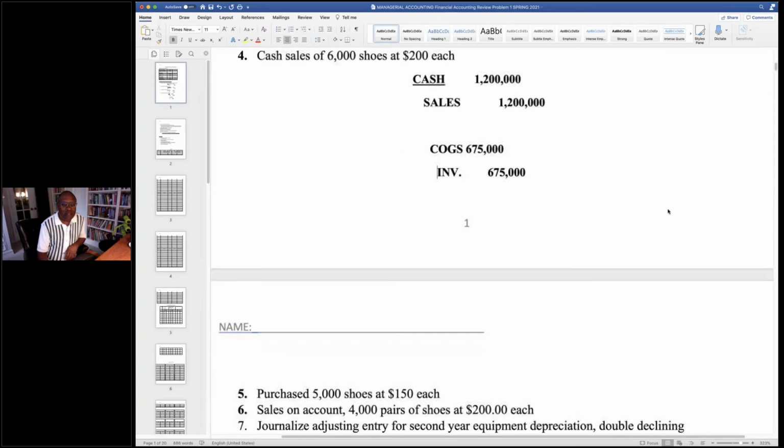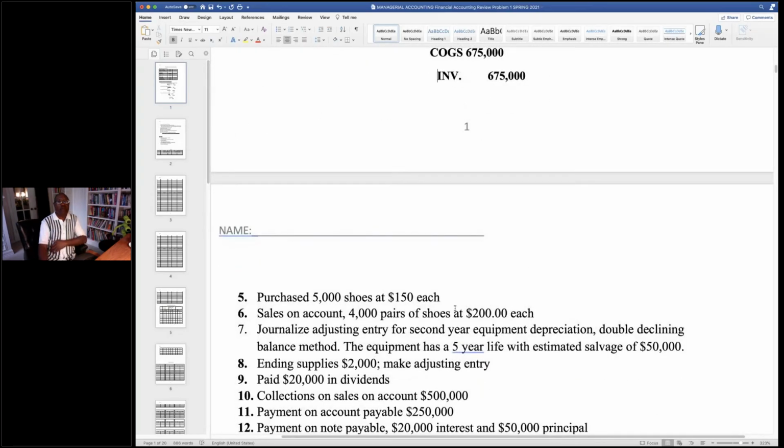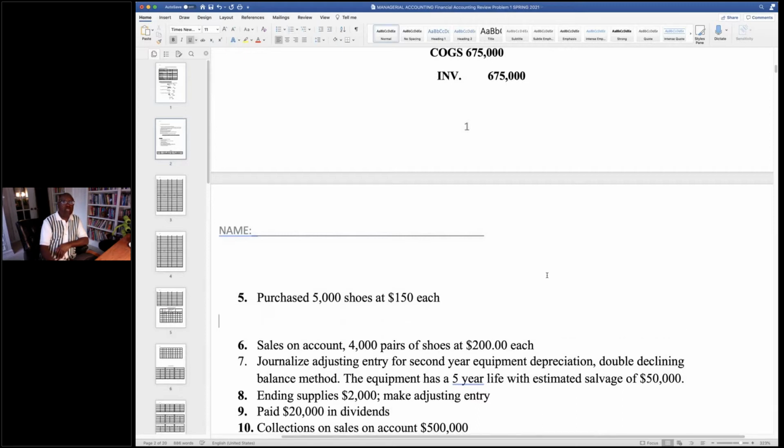All right, time for y'all to do some work now. Make this journal entry. Y'all are losing a lot of points today anyway. I didn't turn the stuff in.